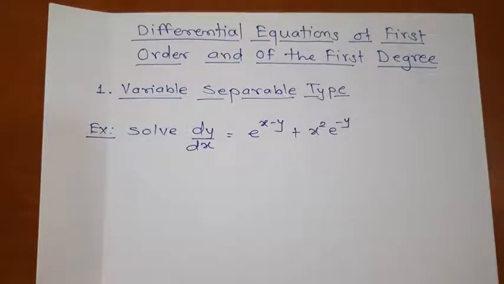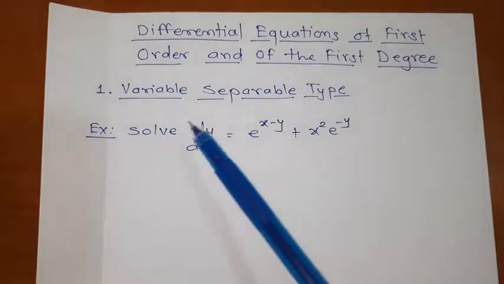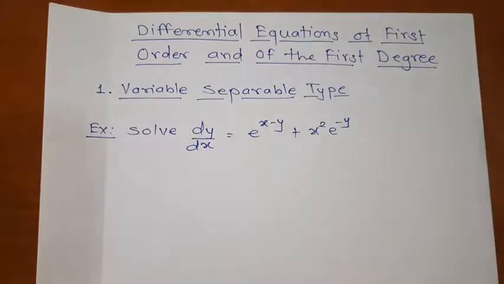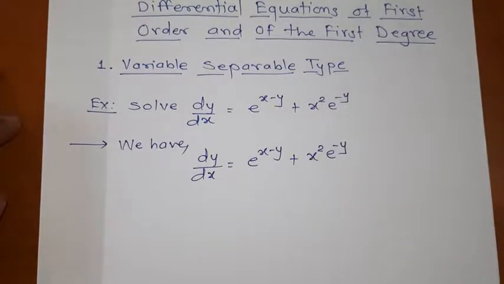I'm starting directly with an example, since this type is very easy. Variable separable means we have to separate the variables. All terms of x we have to take on one side, all terms of y on the other side, and then solve the problem. I will rewrite the problem again and start the solution here.